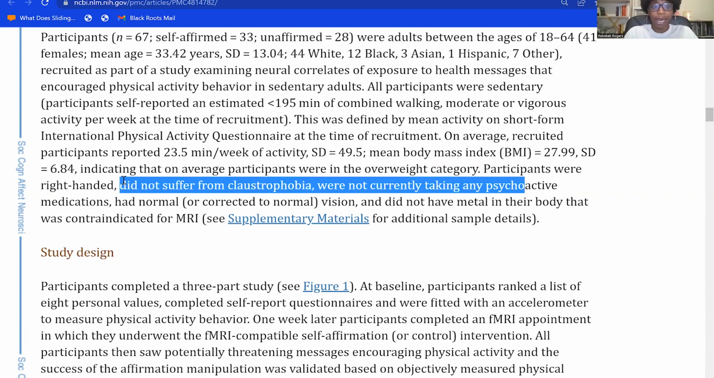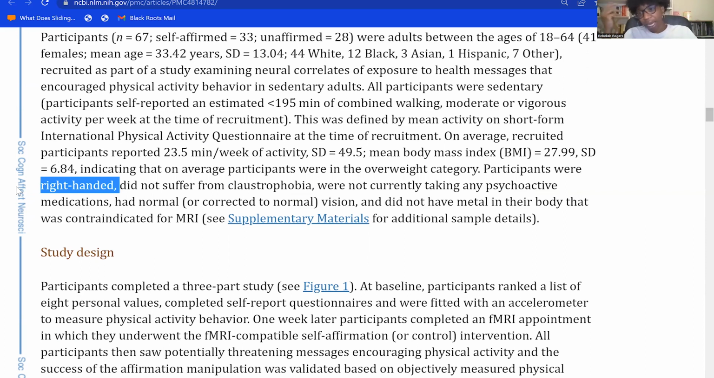So participants were right-handed. I'm going to ask myself, why would it matter if participants are right-handed versus left-handed? And I know, right-handed versus left-handed, this whole thing is about the brain.